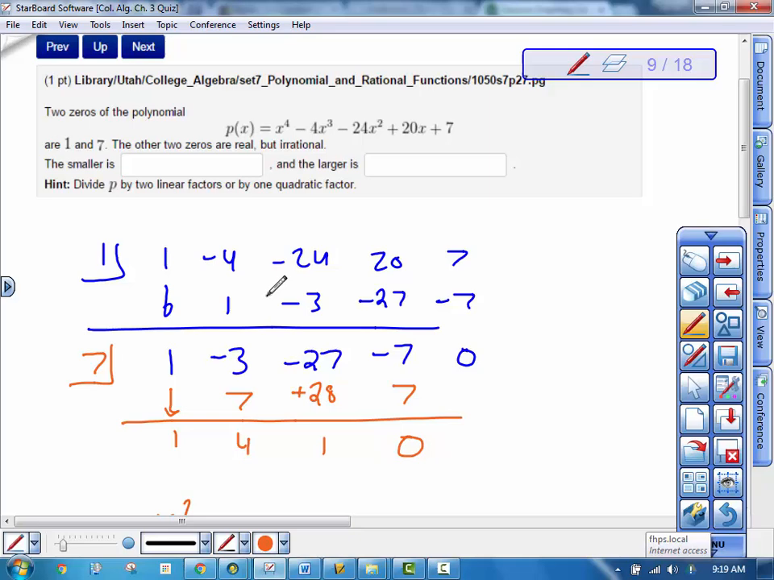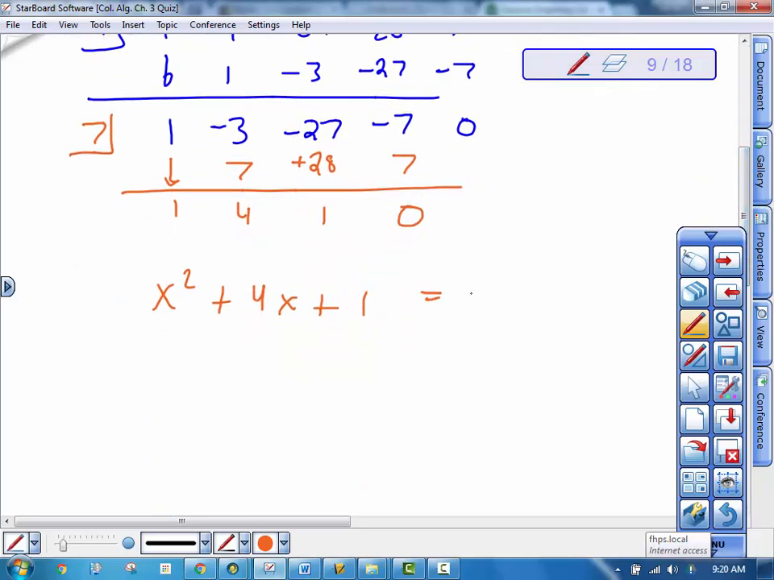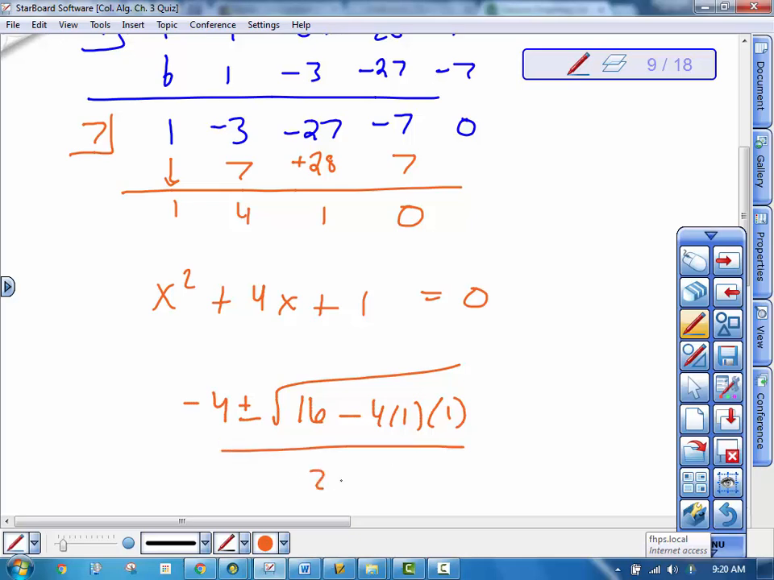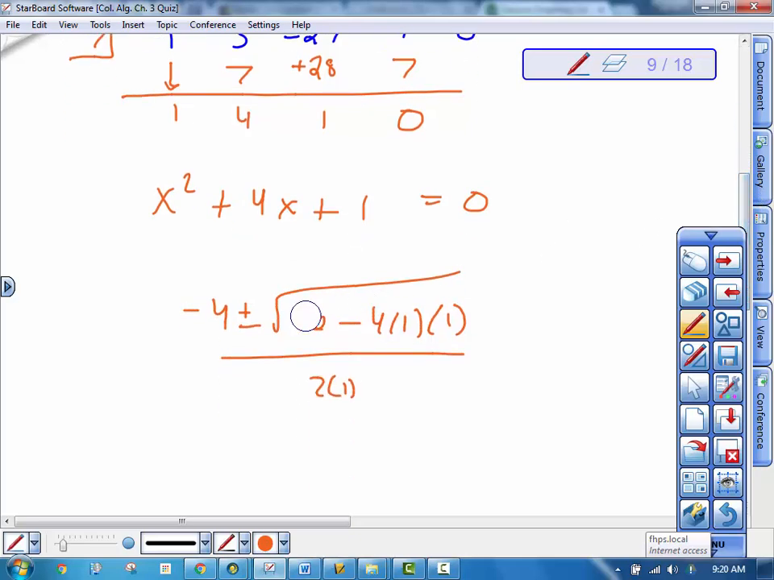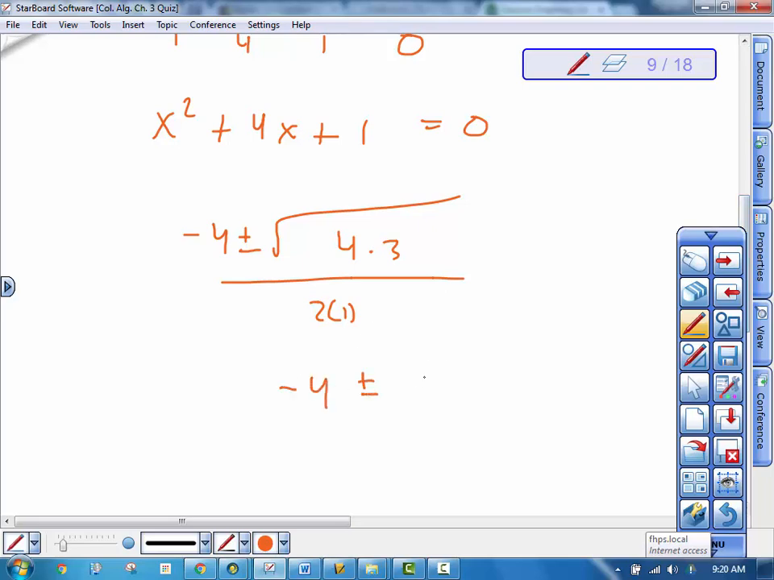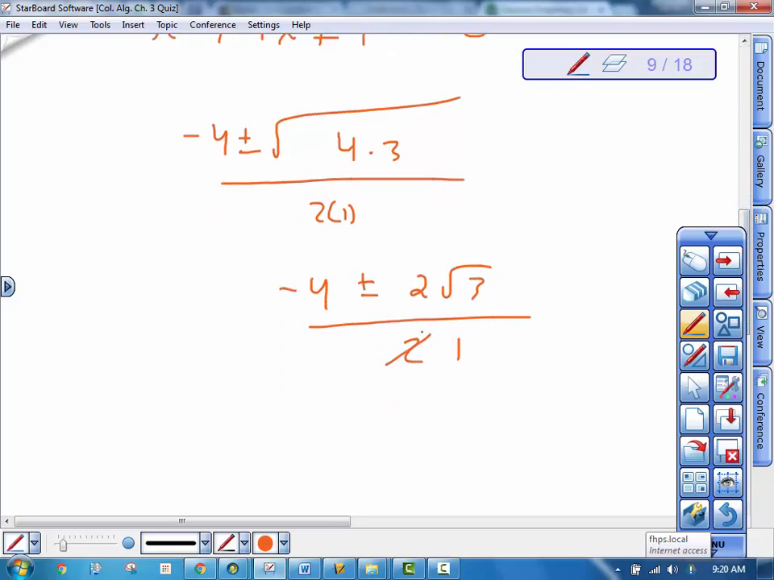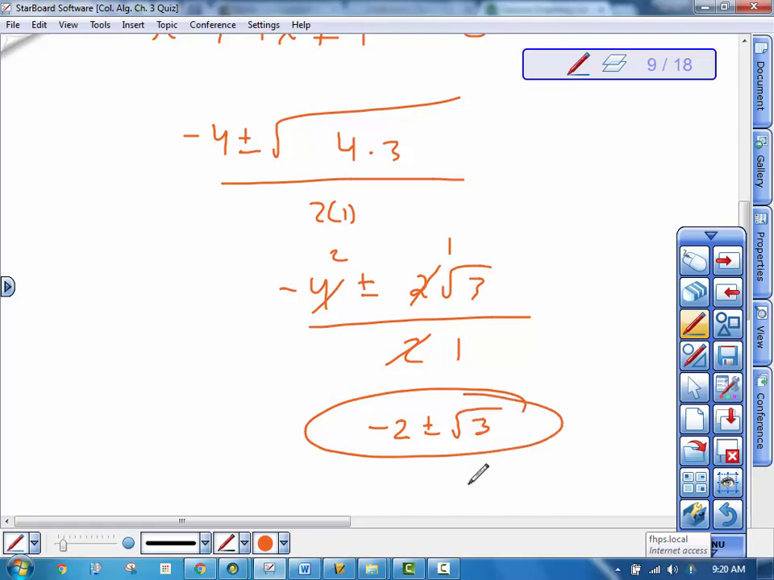And they want to know the other two zeros that come from this quadratic. So set that equal to 0 and use the quadratic formula: opposite of b plus or minus the square root of b squared minus 4ac all over 2a. 16 minus 4 is 12. The square root of 12 is really 4 times 3, and the square root of 4 is 2, so it's negative 4 plus or minus 2 square root of 3 all over 2. Now we can simplify this. 2 goes into 2 once and 4 twice, so it's negative 2 plus or minus the square root of 3 all over 1. So negative 2 plus or minus the square root of 3 are your two irrational answers.